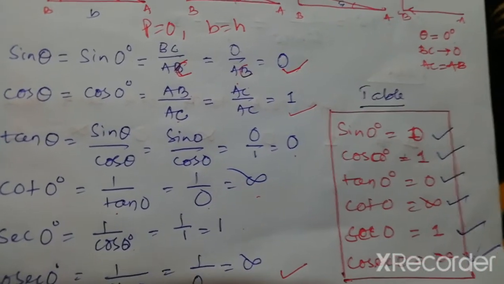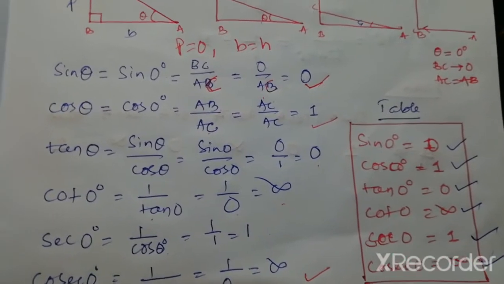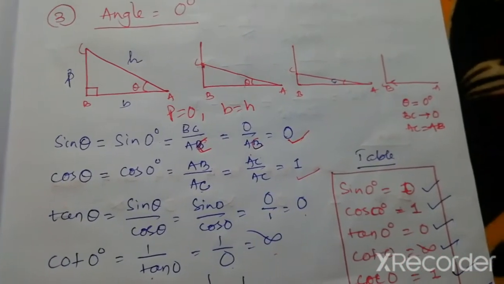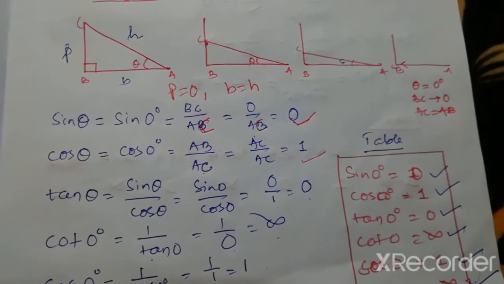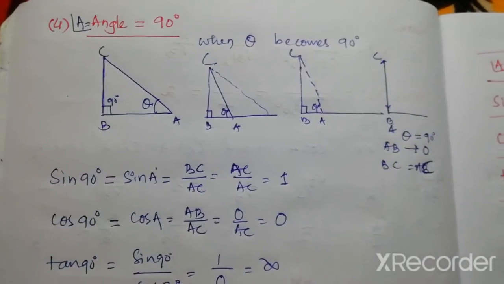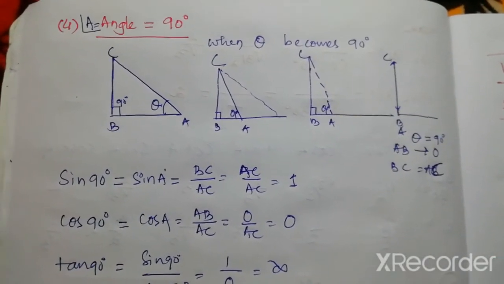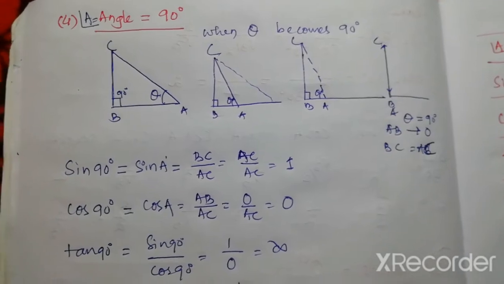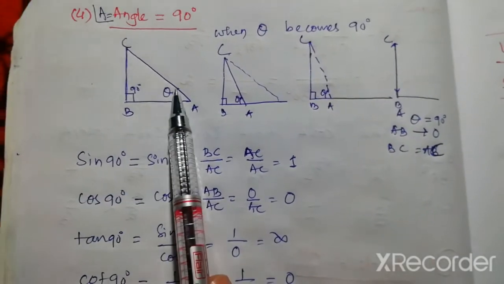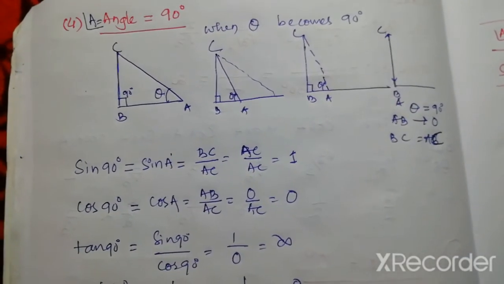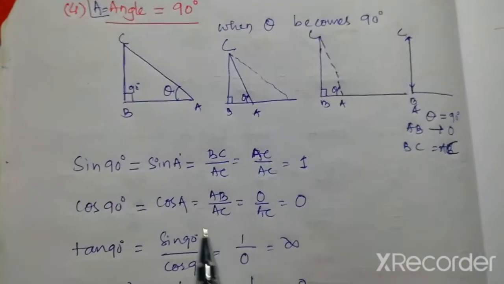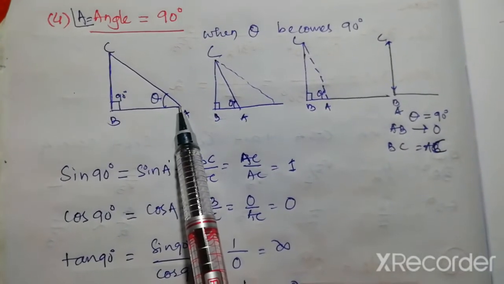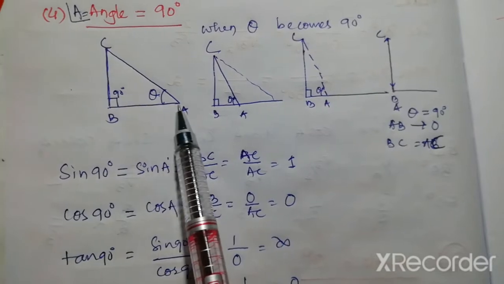Okay, next we find out the angle 90 degree. Look, how can you find the angle 90 degree? When theta becomes 90. How can theta become 90? Now, when this A is more closer to B.